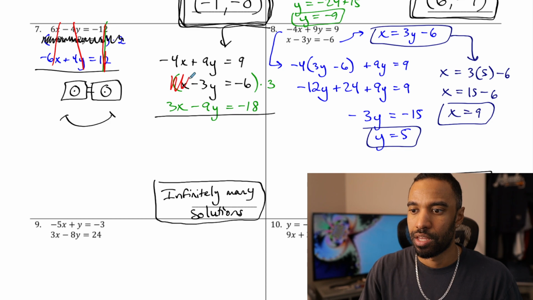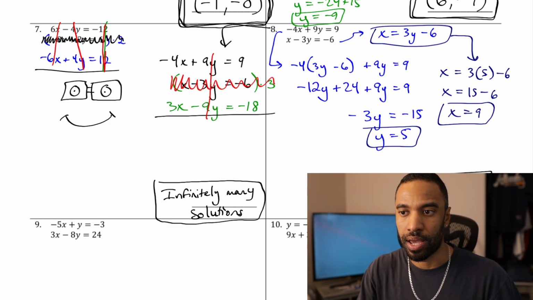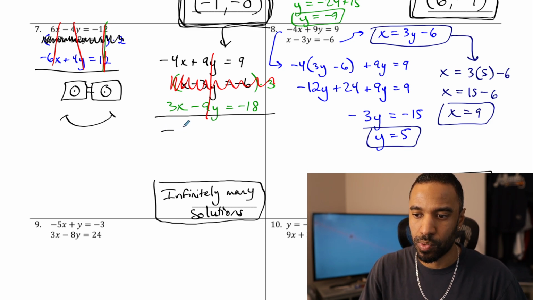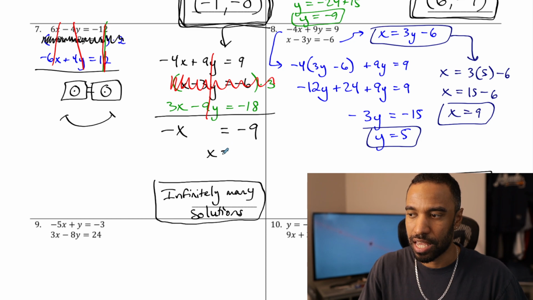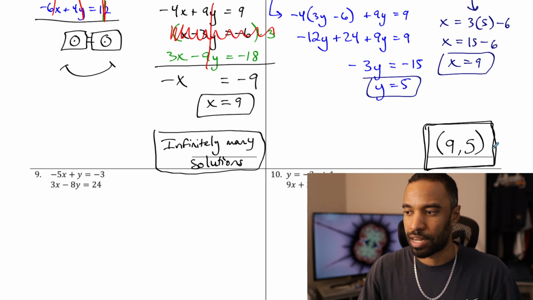Check this out. 9y minus 9y is 0. Those go away. Now I get negative 4x plus 3x, that's negative x. 9 minus 18 is negative 9. Negative x is negative 9, so x is positive 9. That's that answer. If you remember, I did get y equals 5, and then I got x equals 9, so I get 9 comma 5.